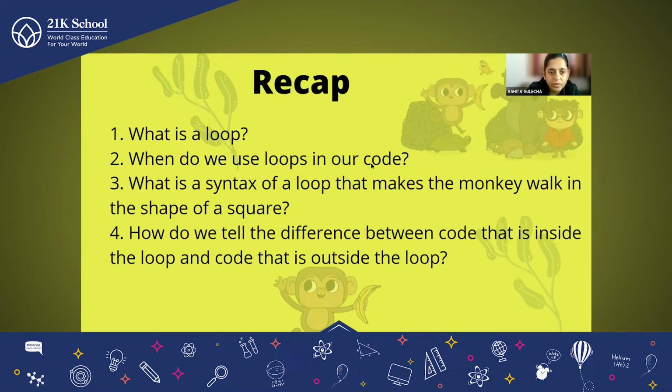Now, question 3, you all can see on the screen. What is the syntax or what are the instructions of a loop that makes the monkey walk in the shape of a square? You want to make monkey walk in the square. So what are the instructions you will write? If you know the answer, raise your hand. Using a loop, you can do that. Trinayana, you know the answer?